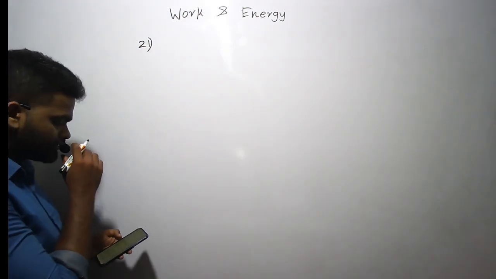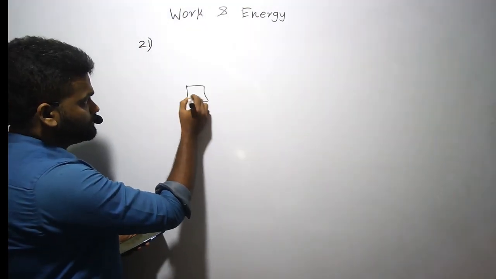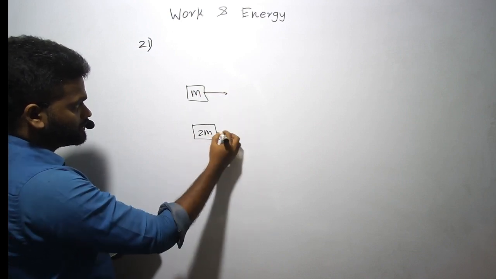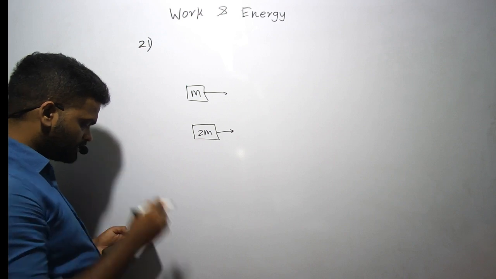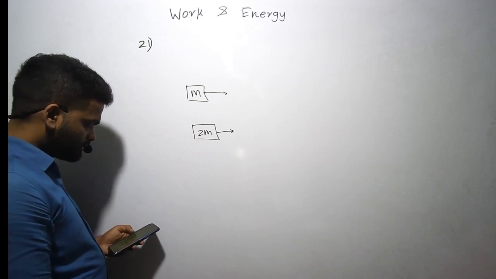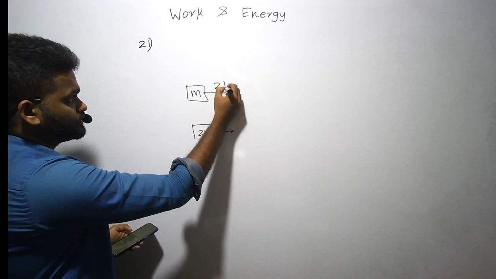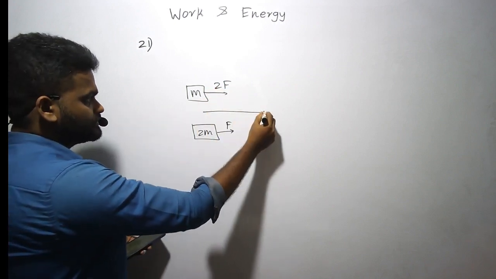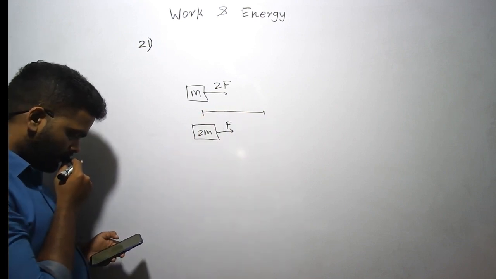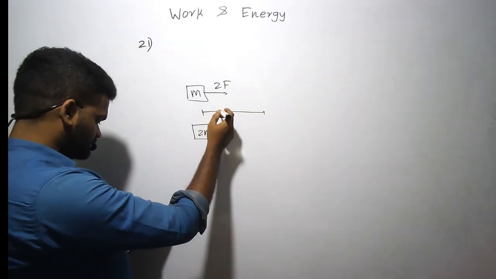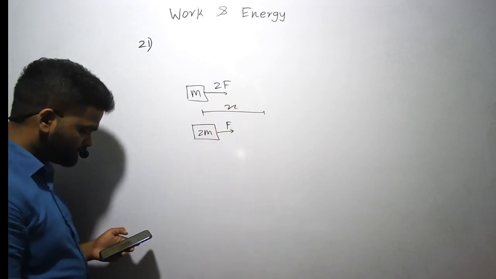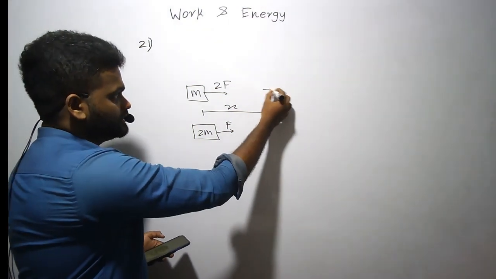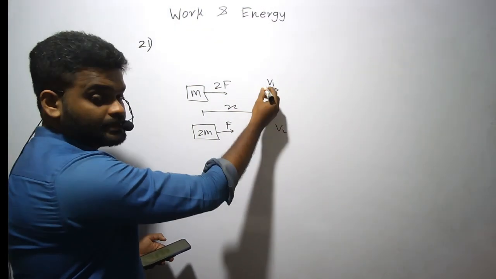Two masses with a mass ratio. Let's say one is m, the other one is 2m. Two forces in ratio 2 to 1, so 2F and F, through the same displacement. They're asking about the ratio between their velocities. Let's say velocities are v1 and v2.